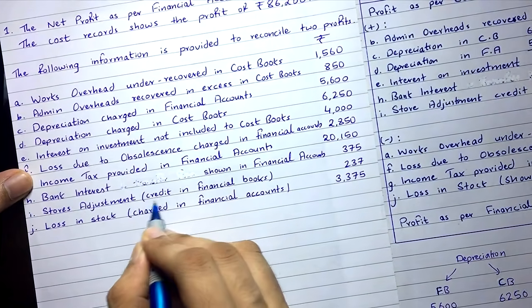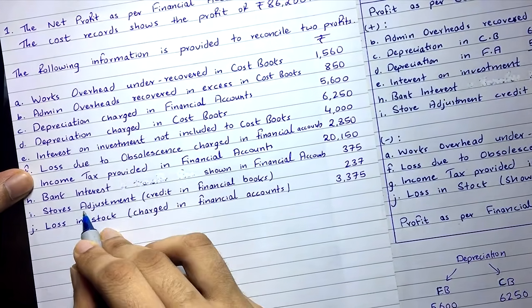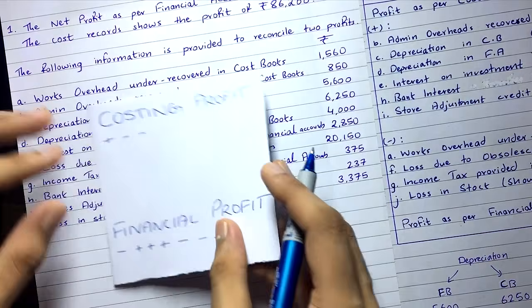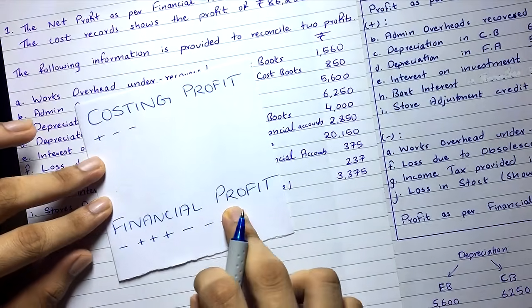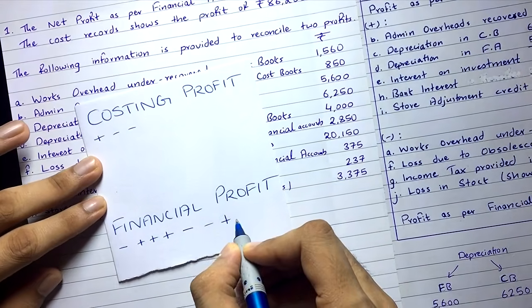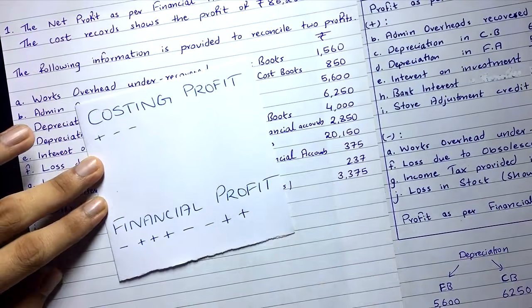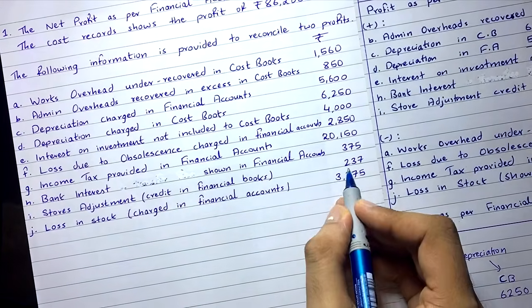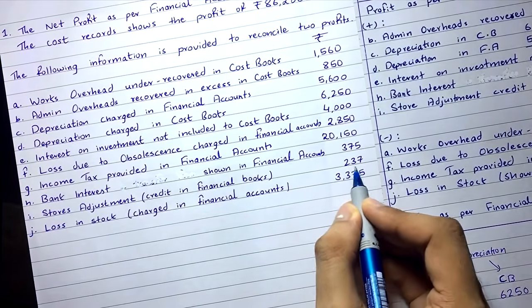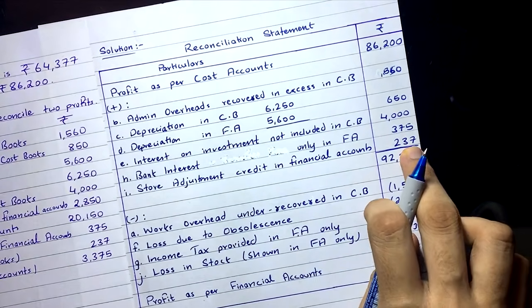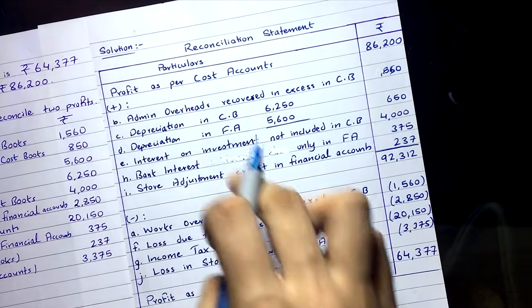Now here credit is coming. Credit means it's an income. Okay, stores adjustment, credit in financial books. So income is recorded in financial books. Then what? Simple. Income is recorded, that means your profit is more. Plus, yeah. So you have to add this transaction, 237, stores adjustment. Stores adjustment, credit in financial accounts 237. Clear? You have to add.